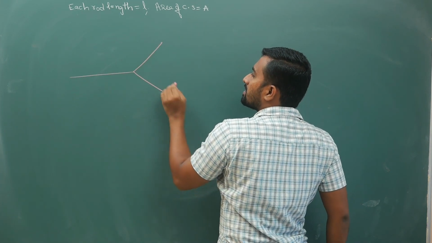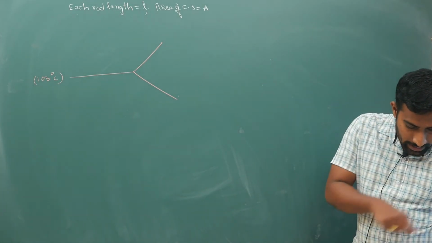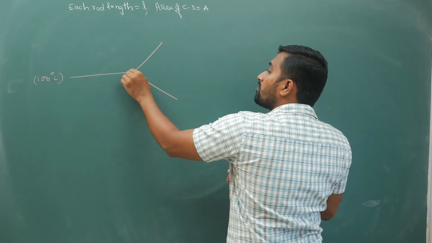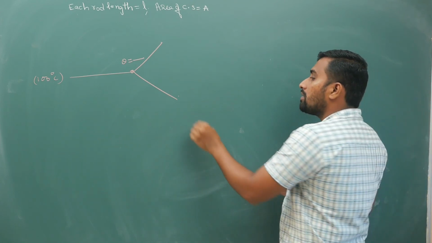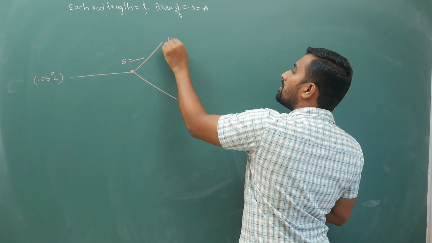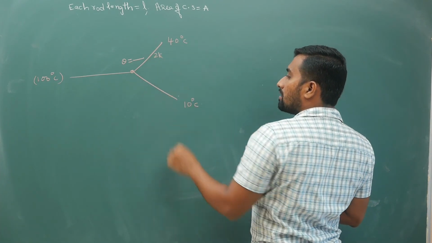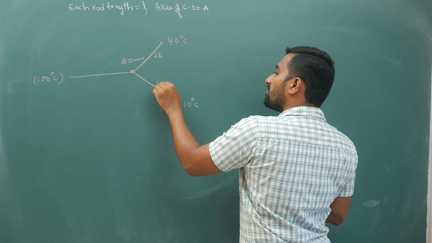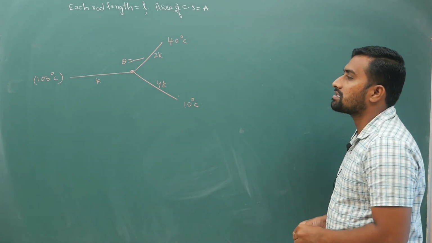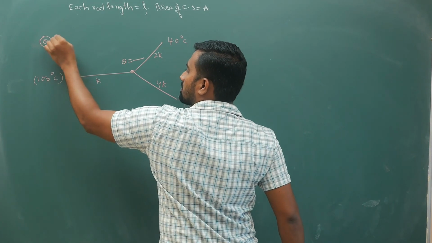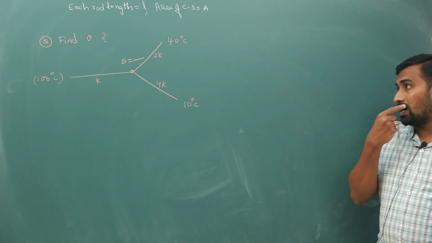Your first question is like this: you have 100 degrees centigrade, and you are supposed to find this junction temperature theta. Here you have 10 degrees centigrade, here you have 40 degrees centigrade. Your thermal conductivity is 2K for this rod, 4K for this rod, and K for this rod. Your question is, find the temperature of the junction. There are 3 rods, find junction temperature theta. That is your first question.